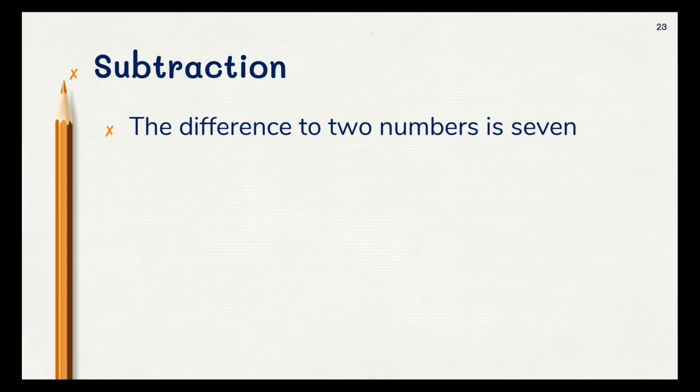3 minus 5 is different when you have 5 minus 3. Because when you have this, you have negative 2. You have this, positive 2. They are different. Okay? So, you have to be careful with subtraction.